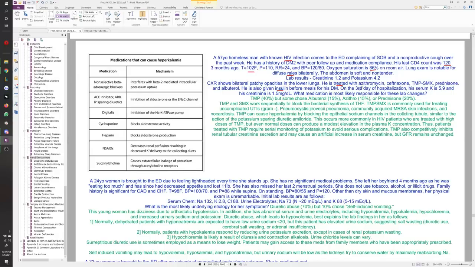Okay. On the third day of hospitalization, his serum potassium is super high, and his creatinine is 1.5. What medication is most likely responsible for these lab changes? Now only 40% got this right, of which a lot of these people may have guessed. 15% of people chose albuterol.